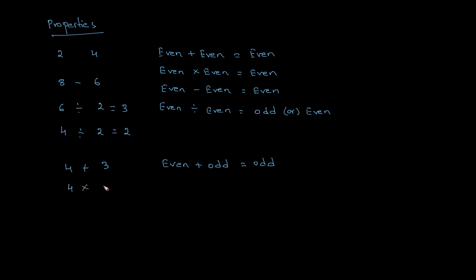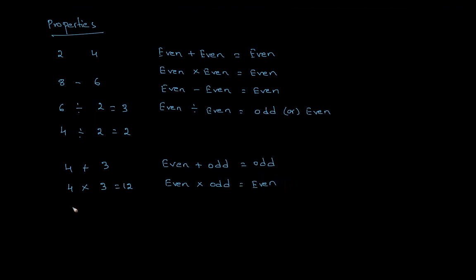If I multiply one even and one odd, what result do you get? 12. What is the 12? Even or odd? And what I did, even multiplied with odd, I get the result even, right or wrong? Even into odd is always even, right?